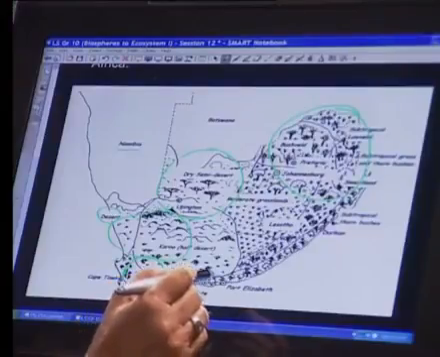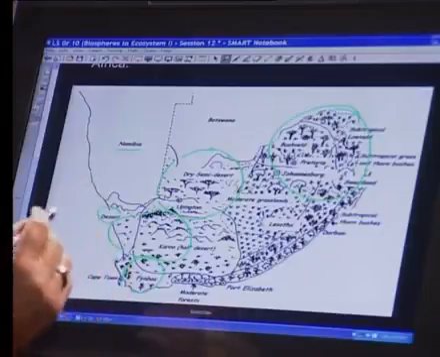Now this area is along our Cape region, and that goes from around about Clanwilliam, which is in the Western Cape, goes all the way around, and it stretches up to around about Port Elizabeth. Now in this area we find our Cape Floral Kingdom.